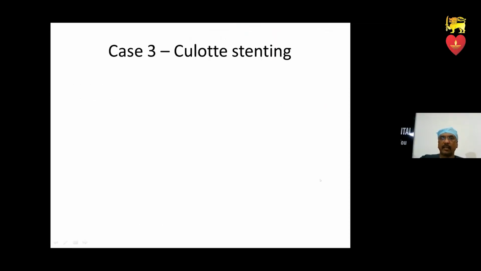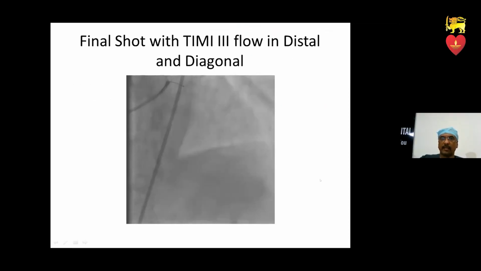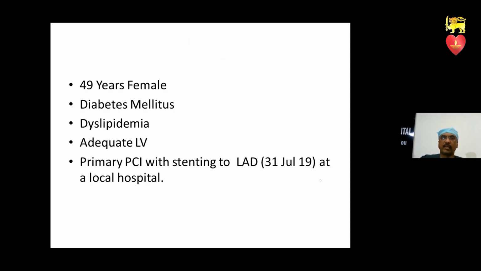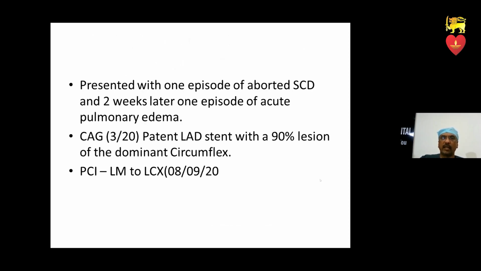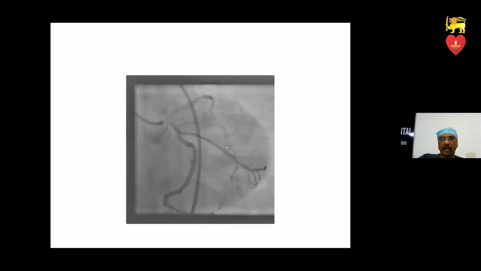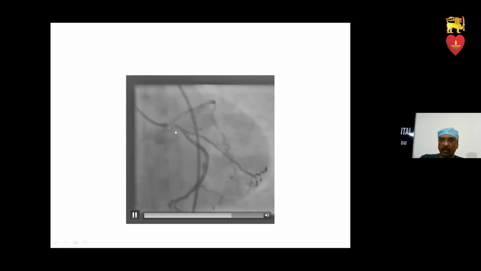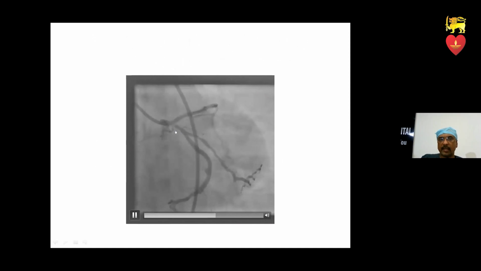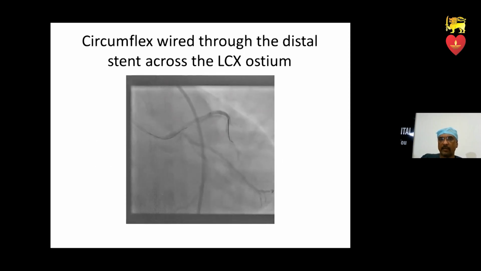Just a minute. So this was the final result. And one more case, I'll just rush through. A 49-year-old male who had stenting done outside. The culotte stenting stent was deployed in the left main and proximal LAD. They presented with ACS.